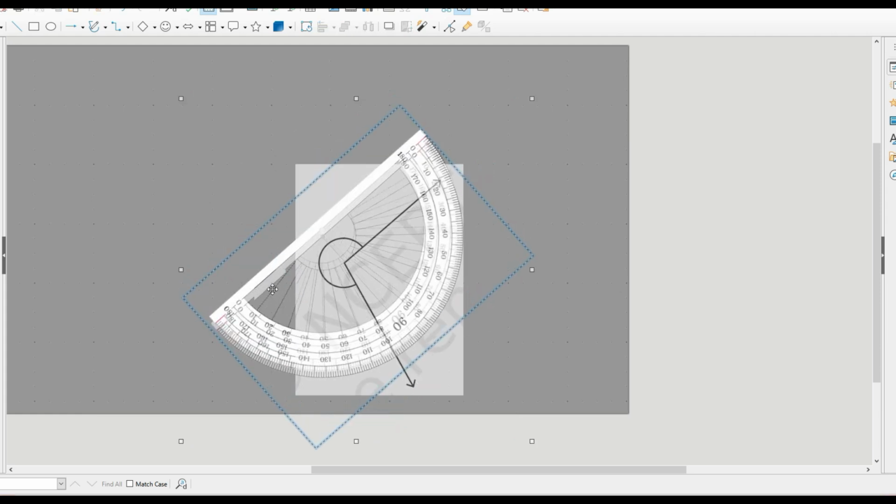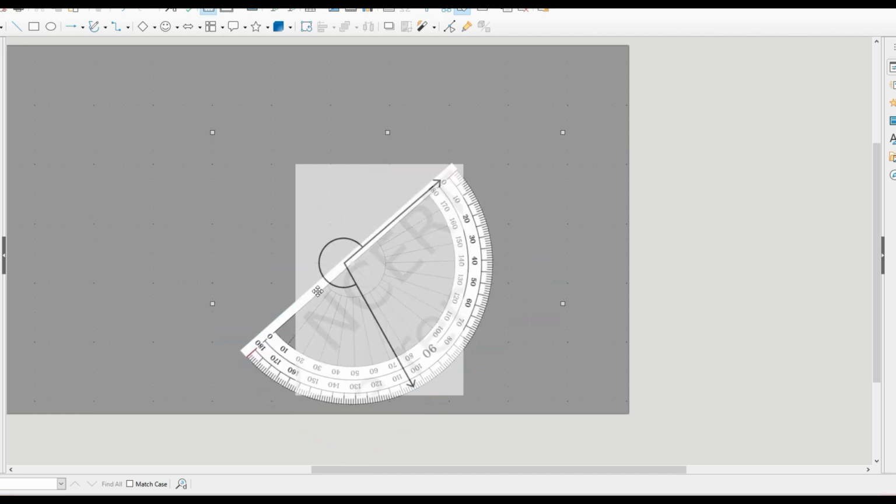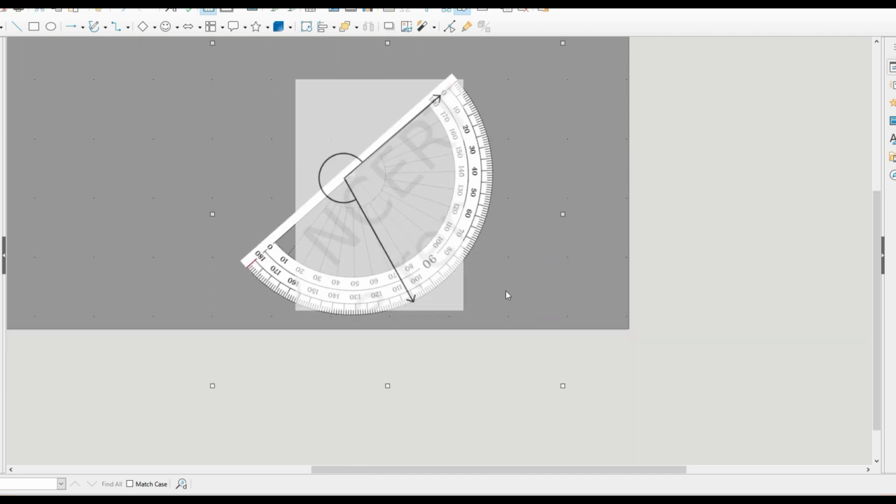Can you measure the reflex angle? How do we do it? I hope you guys are thinking about it. Yes, I'm doing my job, but you guys also should be thinking about it.